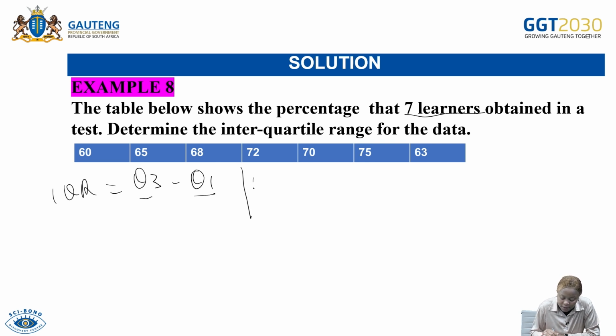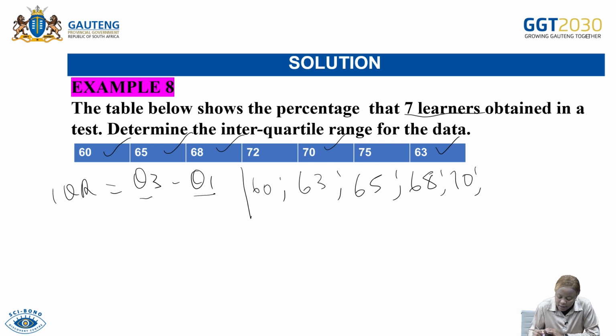I have 60. I have 63. I have 65. I have 68. Okay, and then I have 70. And then I have 72. And then I have 75. Right? Okay, so now I can find the position of the lower quartile.